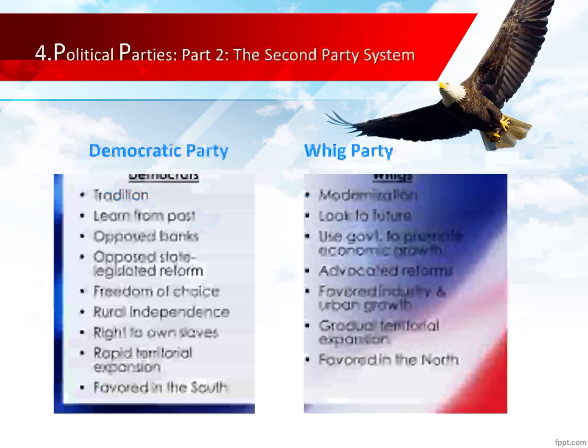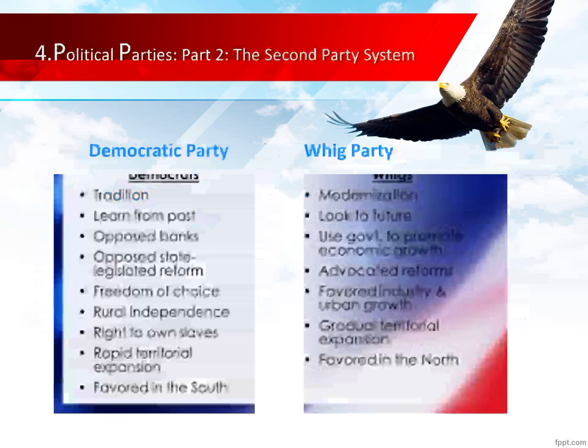They're going to be very strong in being pro-slavery. They believe in rapid territorial expansion, and they're going to want the West to become slave states. That's going to be a major issue that's going to start to really become prevalent. They want rapid territorial expansion for the expansion of slavery and the expansion of plantations and king cotton, which we're going to talk about later. They were favored in the South especially.